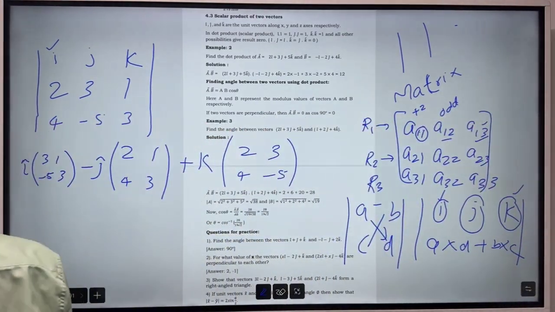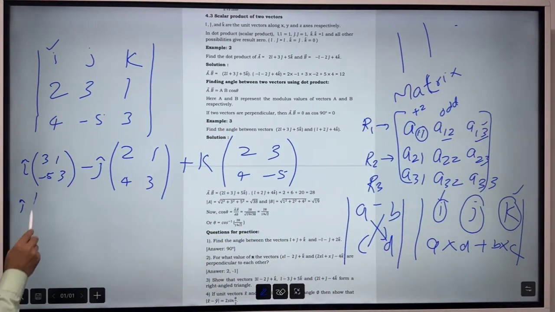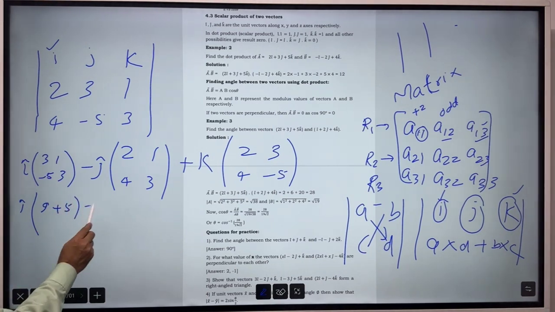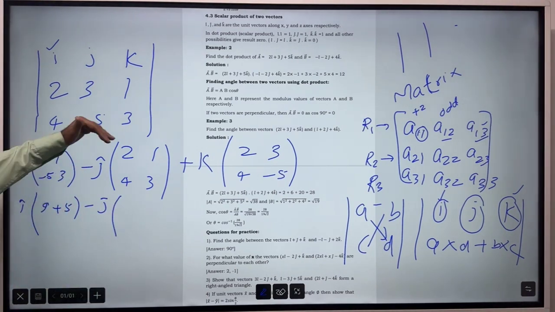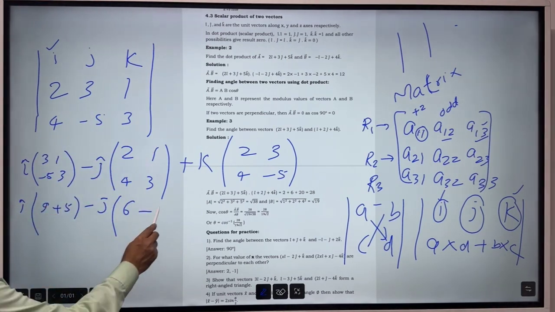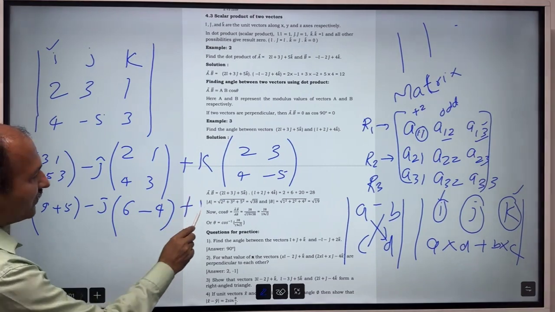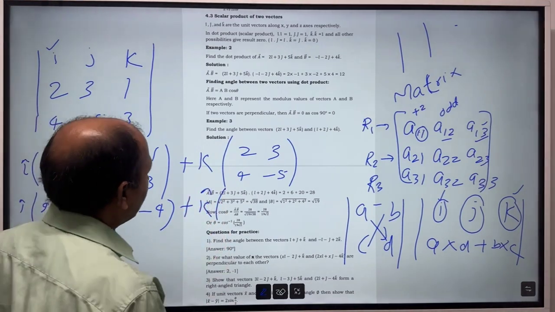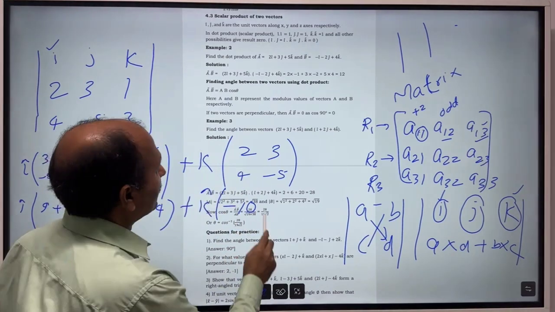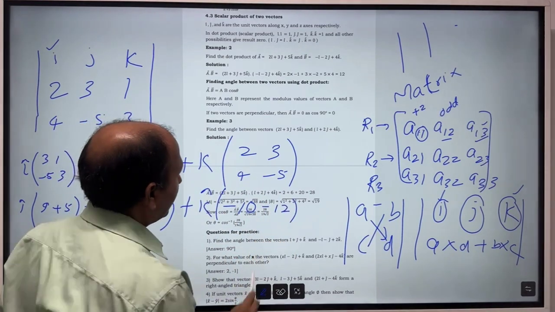So here if you evaluate it, I cap times 3 into 3 will give 9, and you have to put minus in between, then multiply these two, so this will give minus 5. So let's write it plus 5. Then take J cap. Here again 2 into 3 will give 6, minus 1 into 4 will give 4, plus K cap. Then here 2 into minus 5 will give minus 10, and 4 into 3 will give 12.